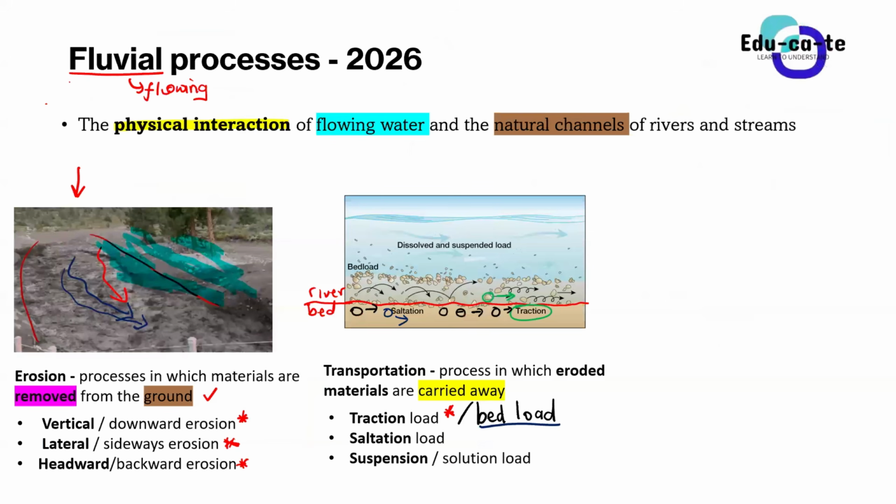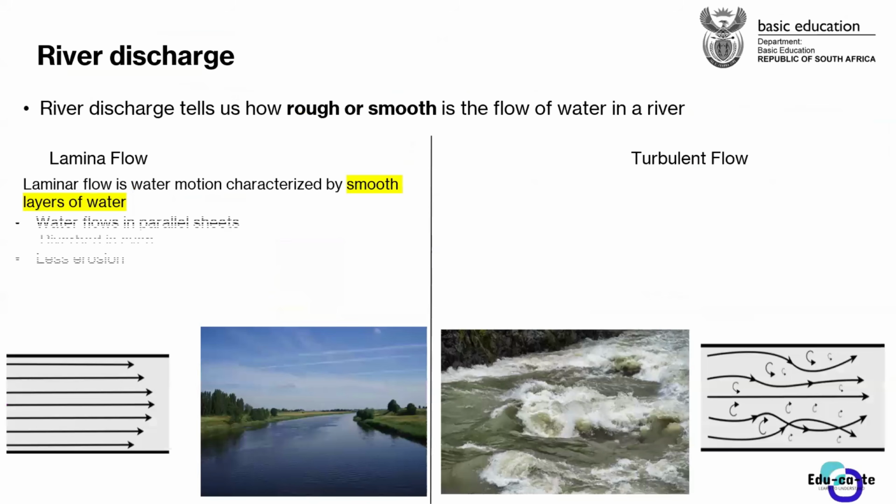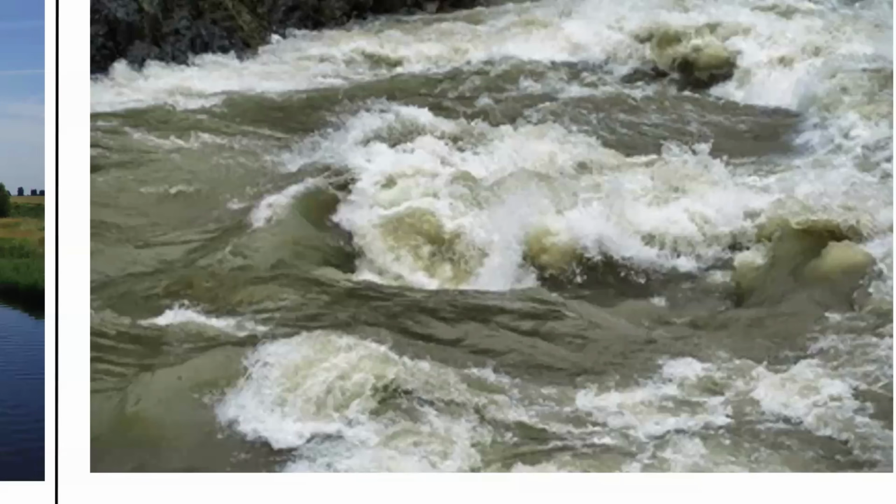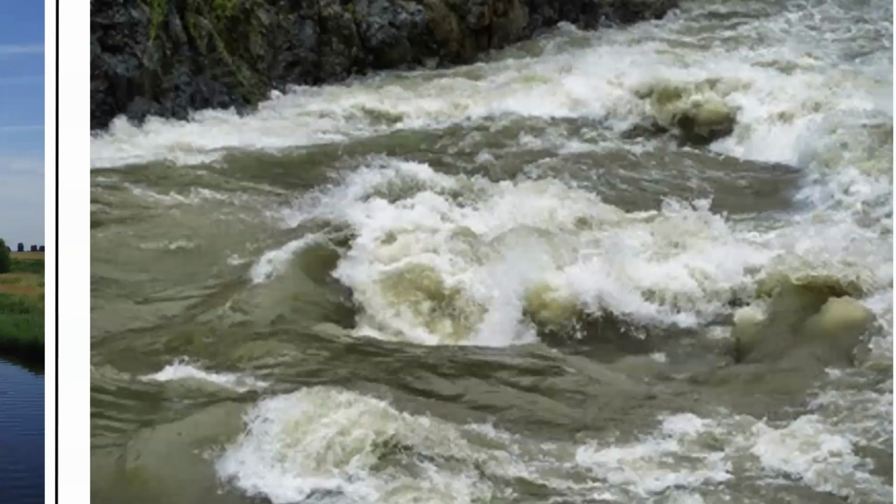When the water is flowing roughly, when the water is flowing chaotically, we say that we're having a turbulent flow. Okay, for example, look at this one. This water looks like it is splashing and splashing. Why is it splashing? It's because the riverbed is uneven. The riverbed is not smooth. If the water keeps on bumping on the rocks, it splashes and splashes. So this is known as turbulent flow.